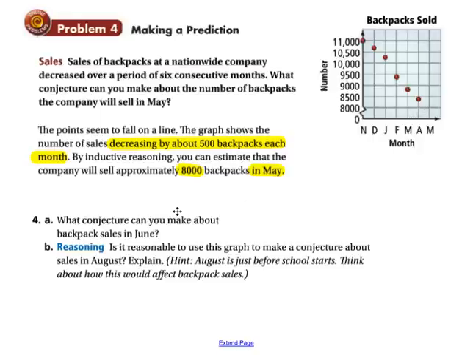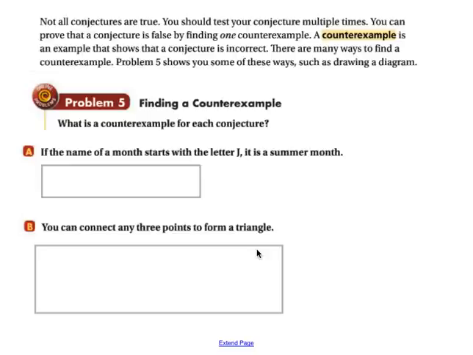Question 4a, what conjecture could we make about the sales in June? Well, we could do the same thing. We could subtract another 500 from that and say maybe 7,500 would be a reasonable estimate of how many backpacks they would sell. For part B, they ask us, is it reasonable to use graphs to make a conjecture about sales in August? Now, the thing you've got to think about there is that's back to school time, and so that's usually when the amount of backpacks are going to go up. So probably not. It would not be reasonable to make that kind of a conjecture because that's when they're going to hit their peak sales, probably in August.